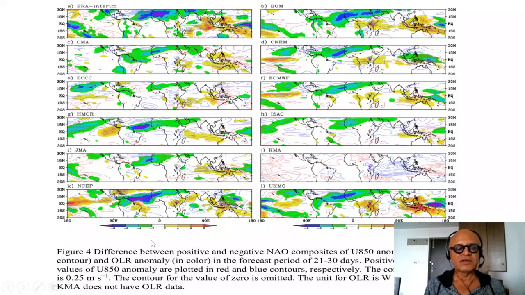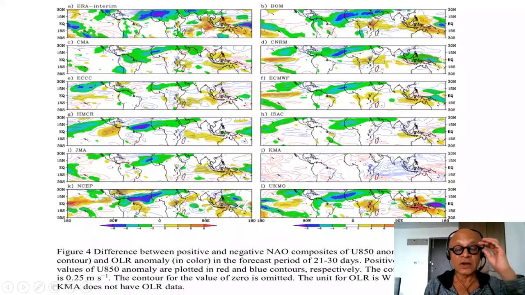This is looking now at the difference between positive and negative NAO composites of U850 anomaly. So now we are looking at the surface, and OLR anomaly, so the convection anomaly induced by the NAO phasing in the forecast period 21 to 30 day, as in the previous figure. Positive and negative values of U850 anomalies are plotted, and statistical significance is implied in the shading. So there is UK, ERA-Interim, and you can see the Indian Ocean region convection is affected.